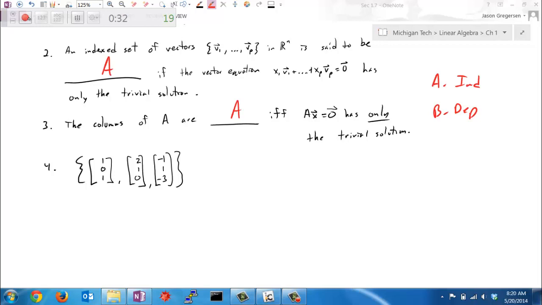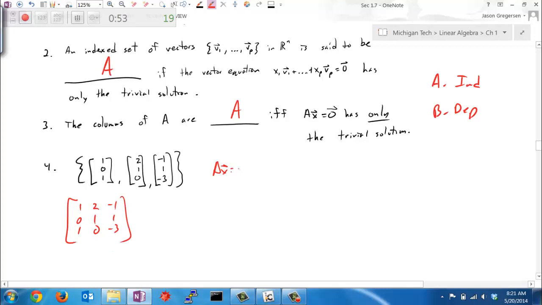Absolutely. We're pretty much looking at the statement above here. So if that thing has a trivial solution, that's the only solution, then it's going to be linearly independent. So let's just take these vectors and write them as a matrix, thinking about AX equals 0, and see if we can find the solutions. If the solutions are only X equals 0, then it's going to be independent. If it's not, it'll be dependent. So we go ahead and reduce this thing.